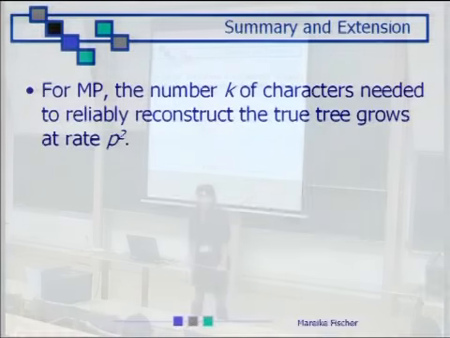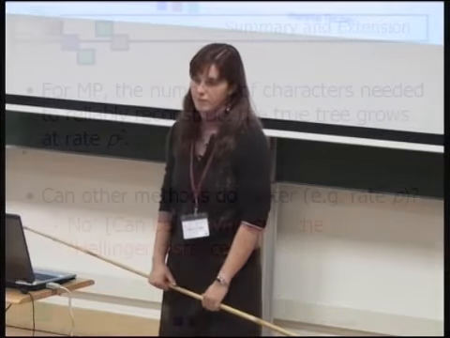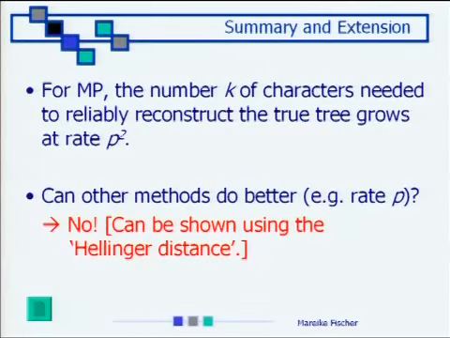So for maximum parsimony, the number of characters needed to reliably reconstruct the true tree grows at a rate of p squared. Now naturally, you might ask me, can we do better with another method? And it turns out that no, we can't. We have shown this using an argument with the so-called Hellinger distance. So you cannot do better than a rate of p squared. You will never have linear growth. Okay? So what can be done in future?